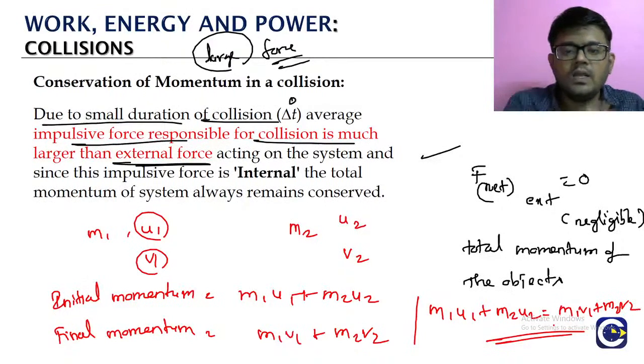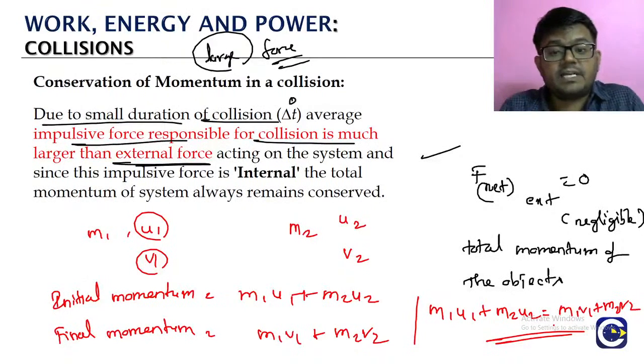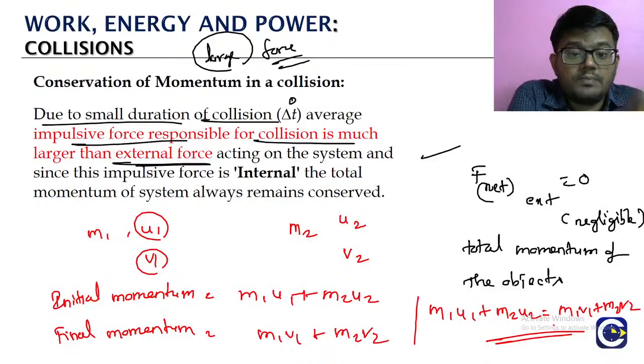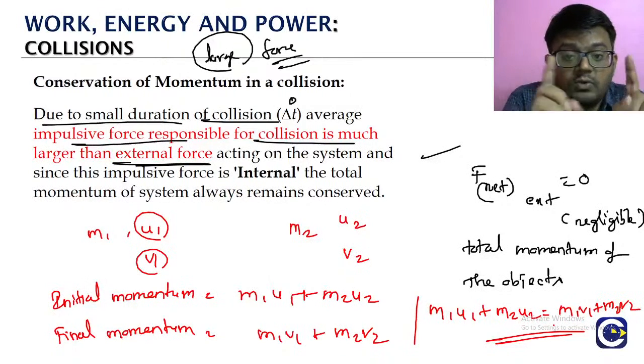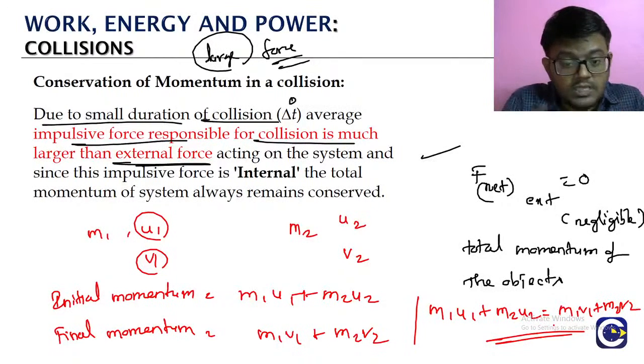The momentum of the individual objects might change, but when you look at the total momentum of the objects before the collision, which is m1 u1 plus m2 u2, we are taking only two objects. Now we will mostly be focusing on collisions of two objects, but we can have three or four objects also undergoing collision. So the total momentum of the objects before the collision is equal to what?